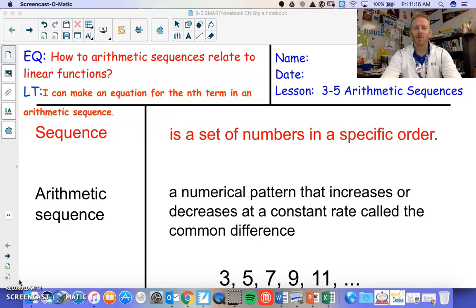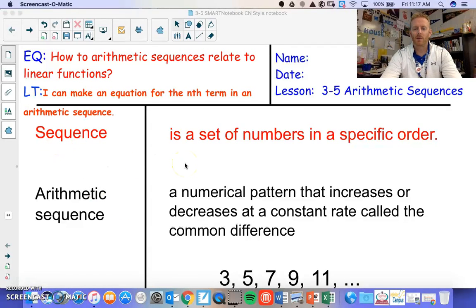Hey, ladies and gentlemen, welcome to lesson 3.5. This is arithmetic sequences. The big goal of today is that at the end of the lesson, you can say, I can make an equation for the nth term. Leave it at that. So, sequences.